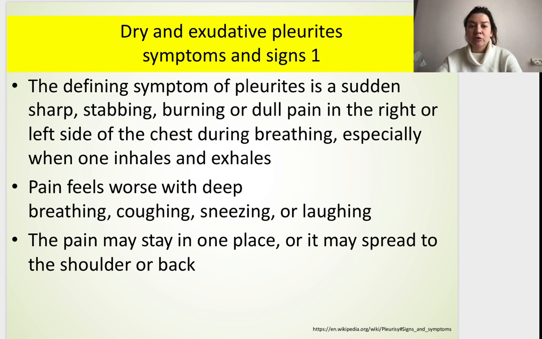Symptoms and signs of dry and exudative pleuritis or pleural effusion. The defining symptom of pleuritis is sudden, sharp, stabbing, burning, or dull pain in the right or in the left side, depending on the affected pleura. Patients usually feel this chest pain during breathing, depending on breathing cycles, especially when one inhales and exhales. Pain feels worse with deep breathing, coughing, sneezing, or laughing. The pain may stay in one place or it may spread to the shoulder or back.